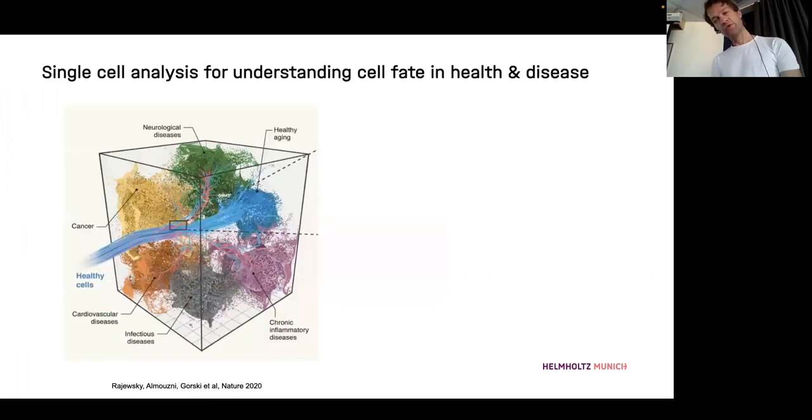Here is just an illustration of what you can do with these type of techniques from a recent perspective paper that we did for a big consortium, where you see cells making these decisions all the time, and potentially over this trajectory, maybe making the wrong decision at some point, taking a turning point off to various areas where things don't work out so well.